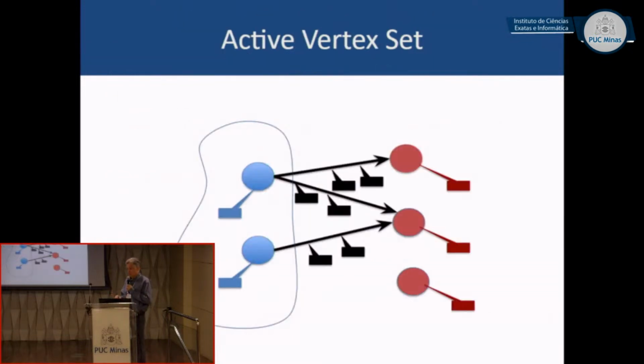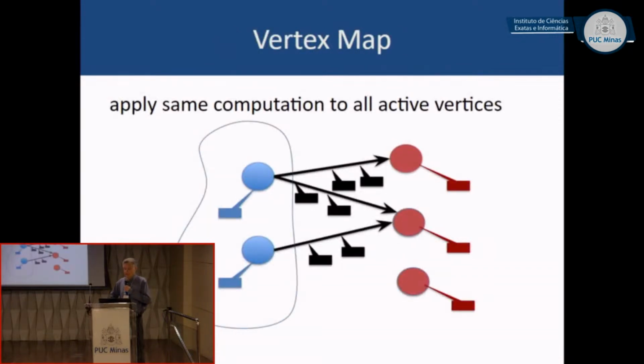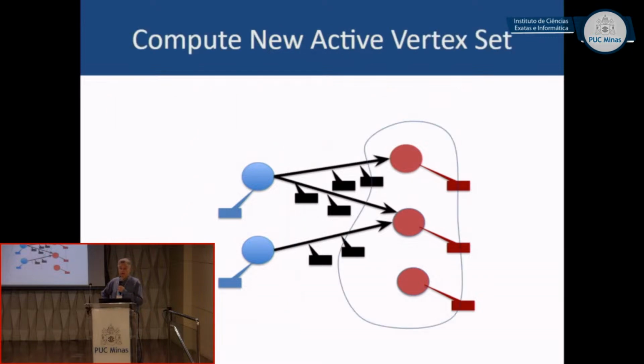So let's look at a bit of an example here. I have this graph. I start from an active vertex set that I show here, the blue vertices. Then I can run a vertex map, which would basically run the same function at each of these vertices. But I can also run an edge map that would run the same function on all the edges incident on this active vertex set. And at the end of the edge map, I will determine the new set of active vertices. And of course, I can now repeat.